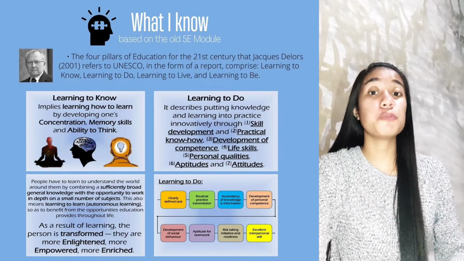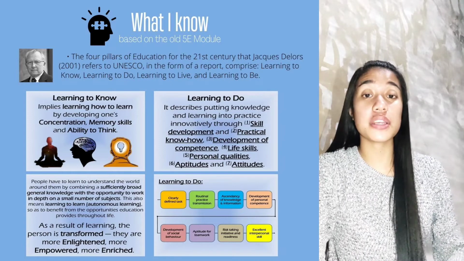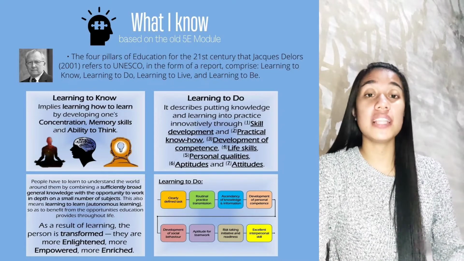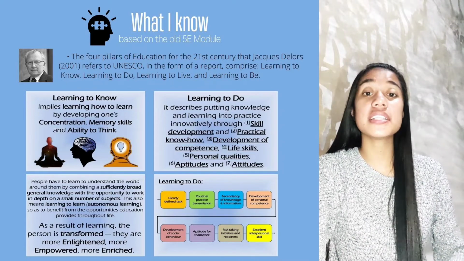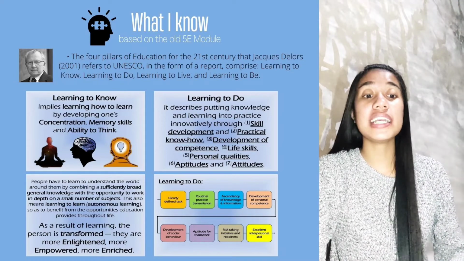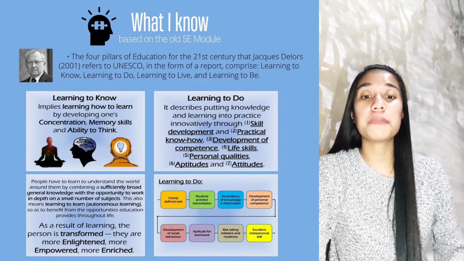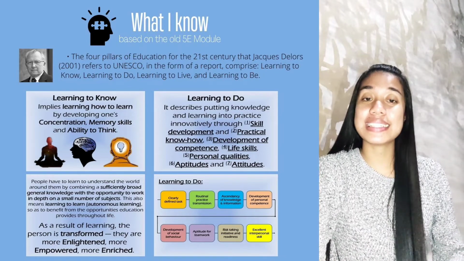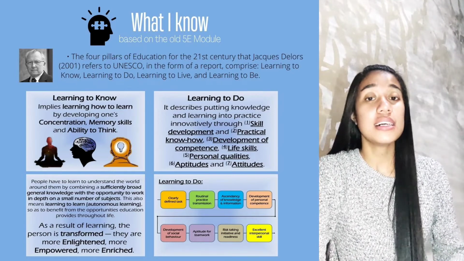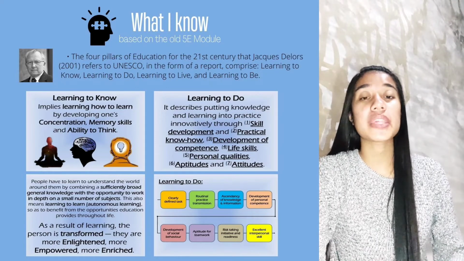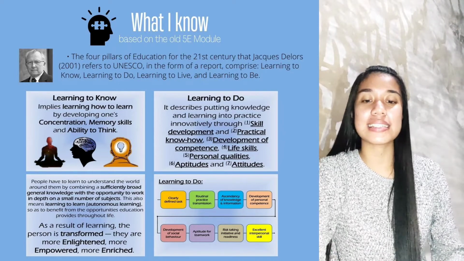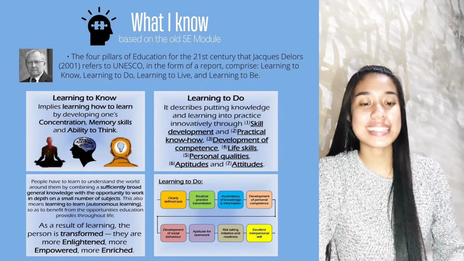Learning to do describes putting knowledge and learning into practice innovatively through skill development and practical know-how, development of life skills, competence, personal qualities, aptitudes, and attitudes. Learning to do: clearly defined task, routine practice transmission, ascendancy of knowledge and information, development of personal competence, development of social behavior, aptitude for teamwork, risk-taking, initiative, and readiness, excellent interpersonal skill.